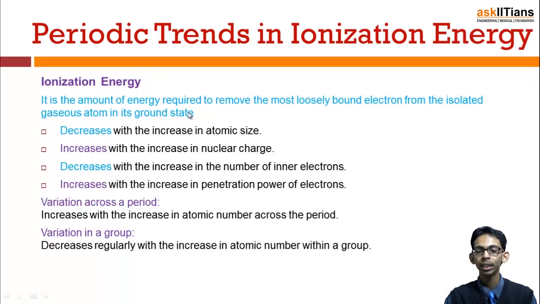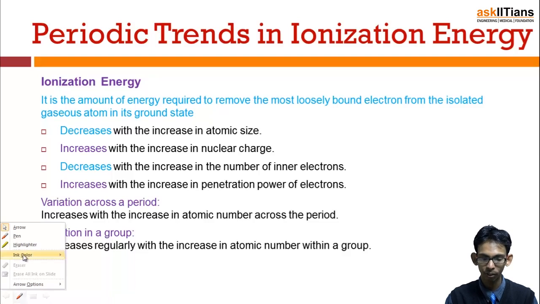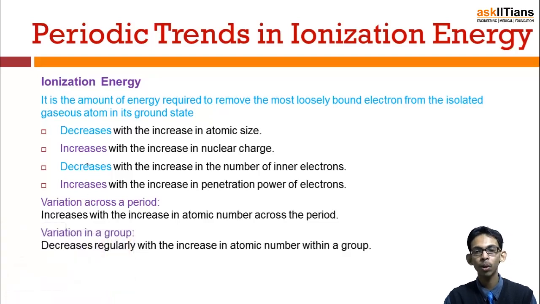Next is periodic trends in ionization energy. Actually, what is ionization energy? First of all, ionization energy is the amount of energy required to ionize an atom. By definition, it is the amount of energy required to remove the most loosely bound electron from an isolated gaseous atom in the ground state. In simplified words, it is the amount of energy required to remove one valence electron from the valence shell, that is, from the outermost orbital of a gaseous isolated atom.